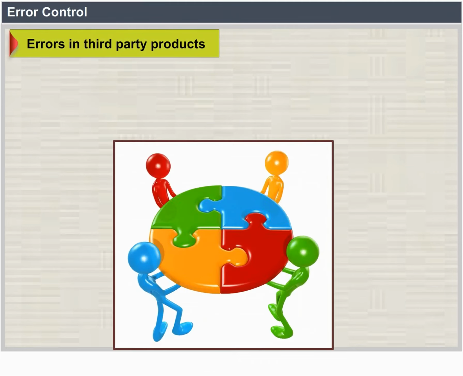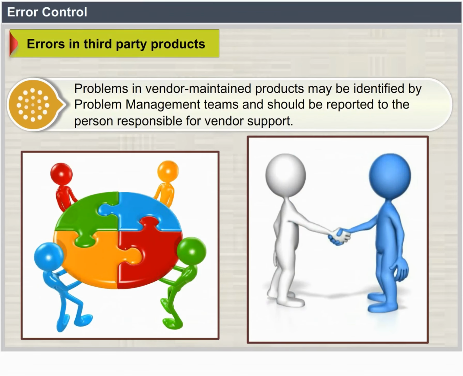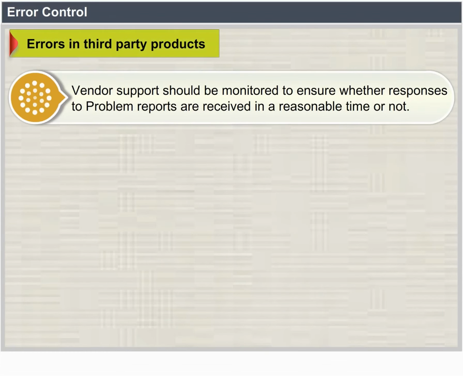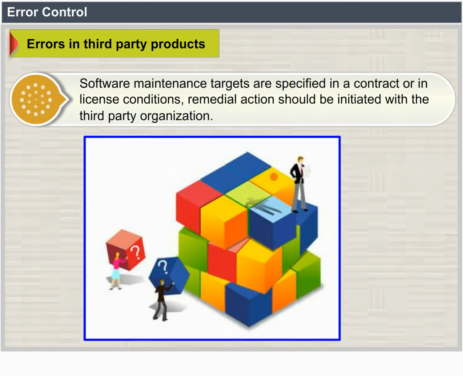Errors in third-party products. Problems in vendor-maintained products may be identified by problem management teams and should be reported to the person responsible for vendor support. Vendor support should be monitored to ensure that responses to problem reports are received in a reasonable time. Software maintenance targets are specified in a contract or in license conditions. Remedial action should be initiated with the third-party organization.